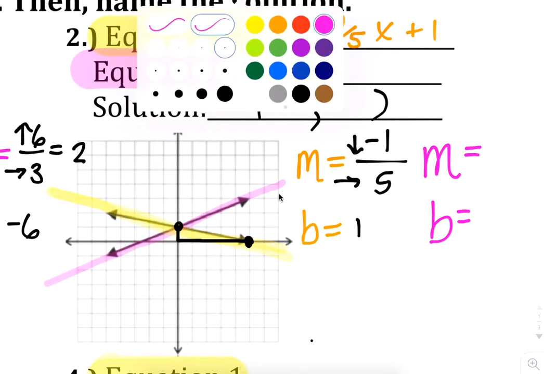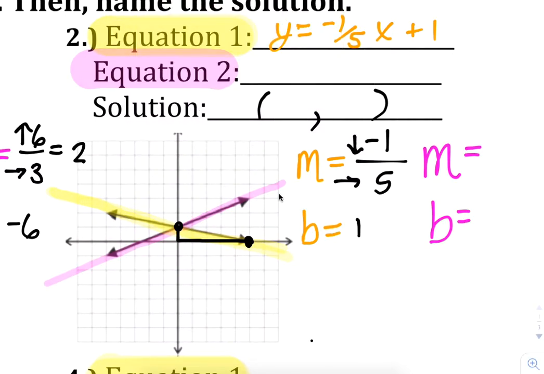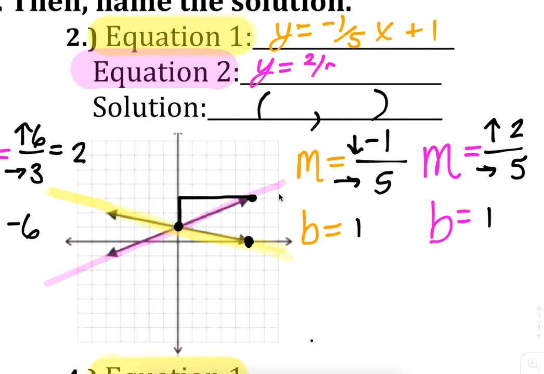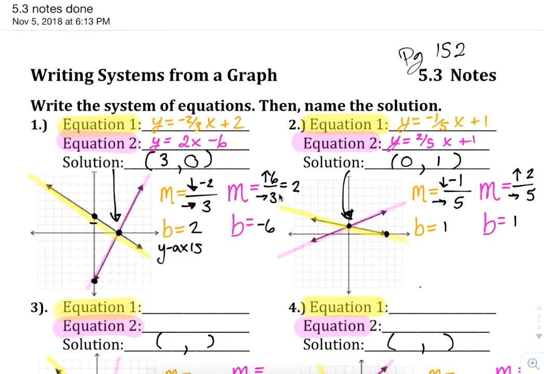For the pink one, we are going to begin in that exact same spot. We're going to begin at 1, but this time I'm going to be rising up and to the right. I'm going up 2 to the right 5, so positive 2 over 5. Let's take those pieces and make my equation. I'm going to write out y equals 2 over 5x plus 1. Same thing again, our solution is going to come from the intersection. So we're going to use this right here, 0, 1. That's my answer for the solution. Okay. If you need any more time, go ahead and write what you see.